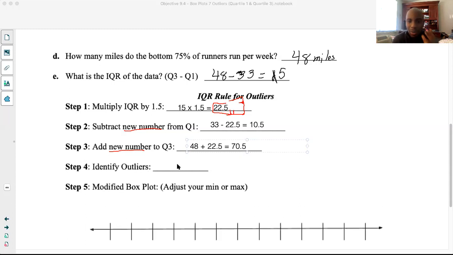So what I want to do now is ask, are there any numbers less than 10.5? I'm going to write something here that I think is really important that you get. An outlier is less than this 10.5. So if there's a number less than 10.5, that's an outlier. Another outlier indicator is if the number is greater than 70.5.